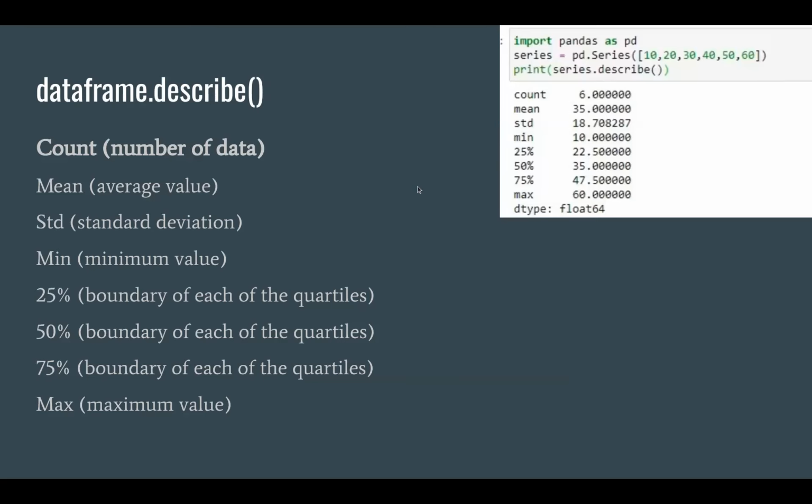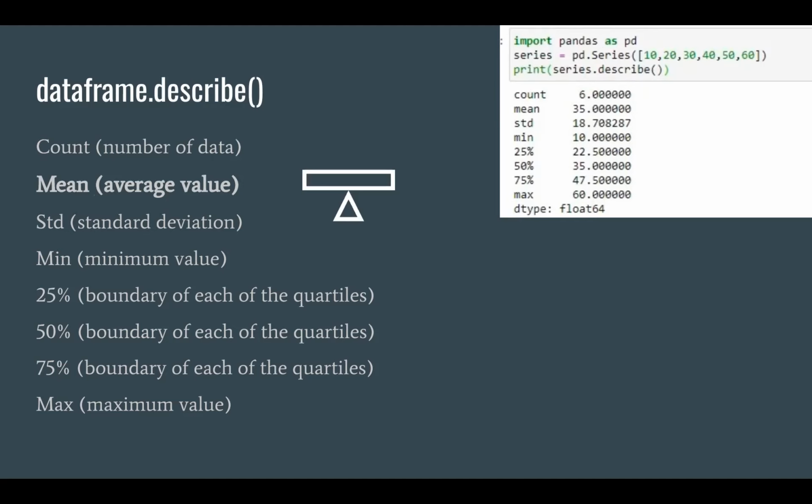So as we talk, to get the quick statistics, we can use a describe method. It returns the number of items in the column as count. So the example has 1, 2, 3, 4, 5, 6 data points. So therefore, it has count of 6.